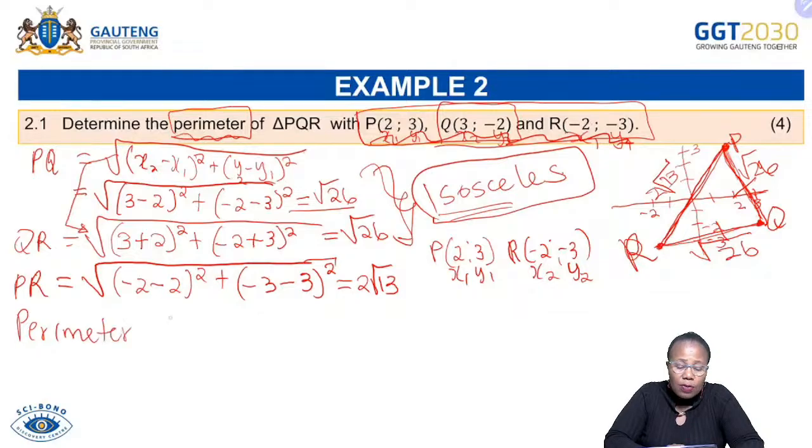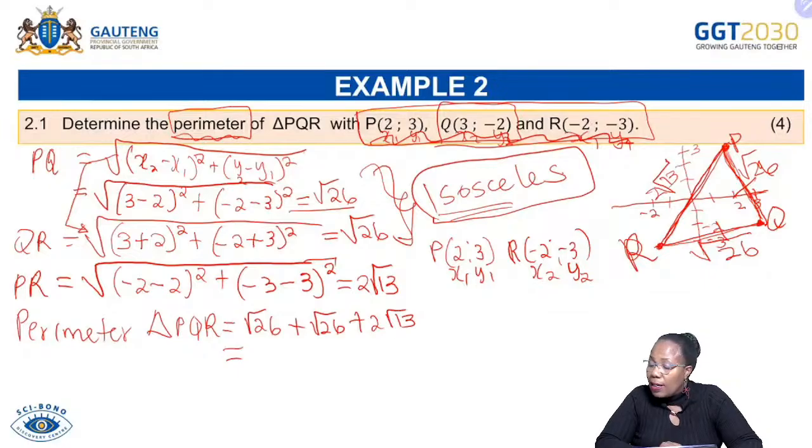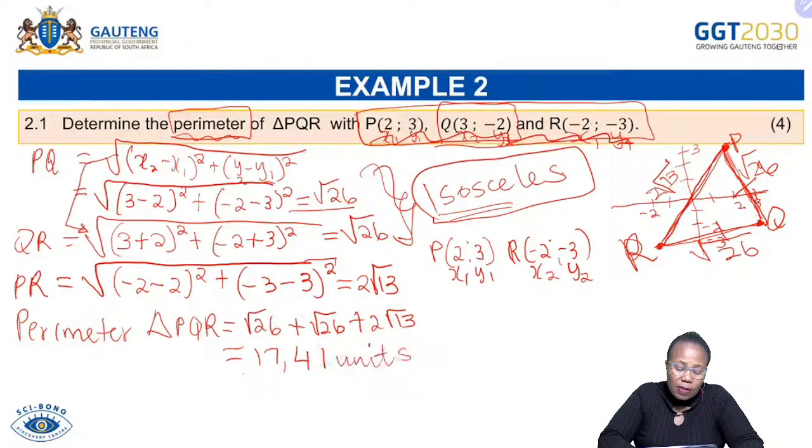Distance around triangle PQR. The distance will be what now? It will be PQ, square root 26, plus QR, square root 26, plus the 2 square root 13 for PR. And then this is giving us the total of 17,412 to 2 decimal places, and then units, because the units are not given to us.